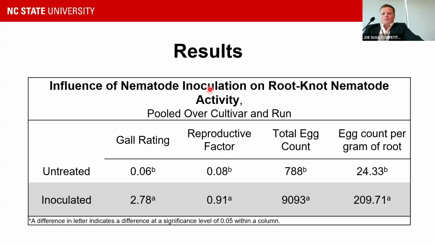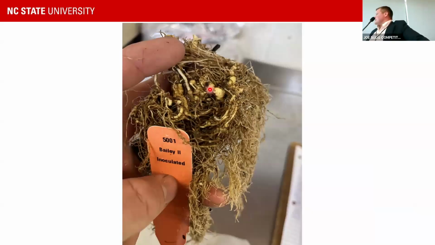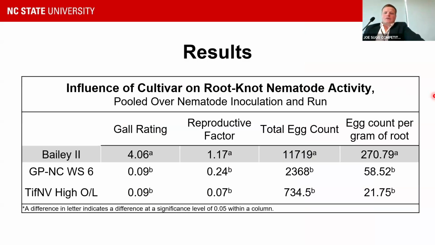And here's just a quick photo to show that. This photo is of Bailey 2 on both sides, and on the left we have our untreated, and on the right the inoculated. The left side shows nice, clear, healthy roots, and on the right side you see that galling again at the base of the plant. There's just a close-up photo of that as well. It's pretty easy to differentiate between the galling on the roots and the nodule formation from the bacteria.